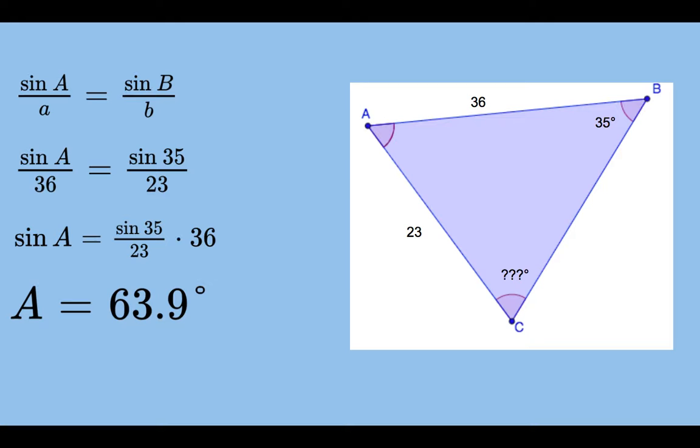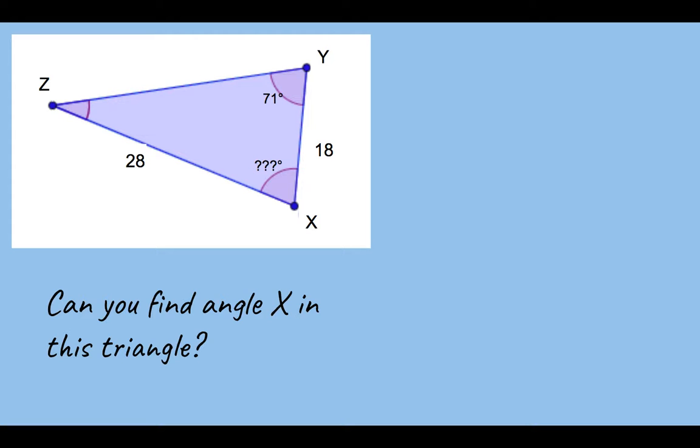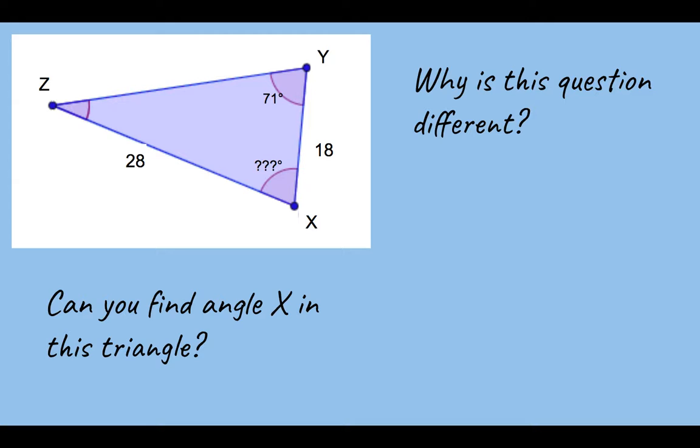So let's have a look at the last example, and I'm not going to do this one for you. I'll leave you with a few questions. Given this, can you find the size of angle x in this triangle? So have a think about that for a little bit. And I guess what I'm asking is, why is this question different to the last ones? Or is it pretty much exactly the same?